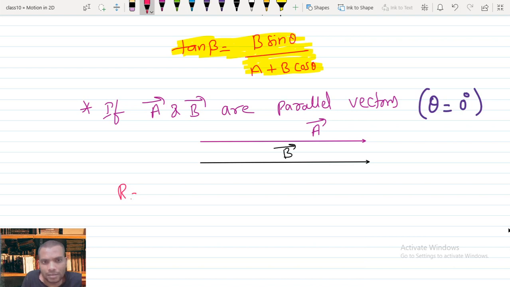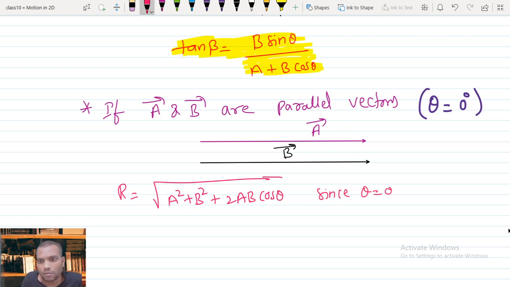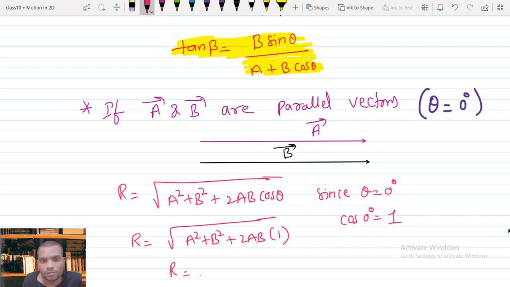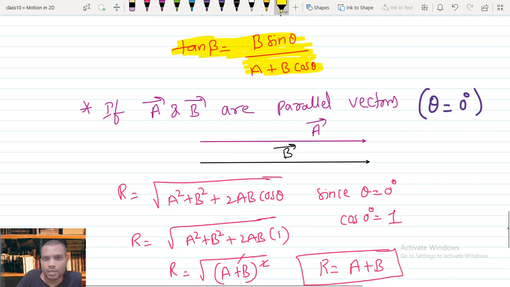Then we can find the resultant. The resultant vector formula: R equal to the square root of A square plus B square plus 2AB cos theta. Since theta equals 0 degrees, cos 0 degrees equals how much? Its value is 1. Therefore the resultant becomes R equal to the square root of A square plus B square plus 2AB times 1. So this becomes the square root of (A plus B) whole square. The magnitude of the resultant vector is just A plus B. So if the two vectors are parallel, the resultant is nothing but the sum of their magnitudes. Now, the second case: what happens if two vectors are anti-parallel?